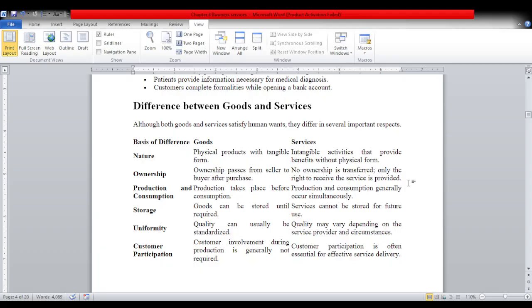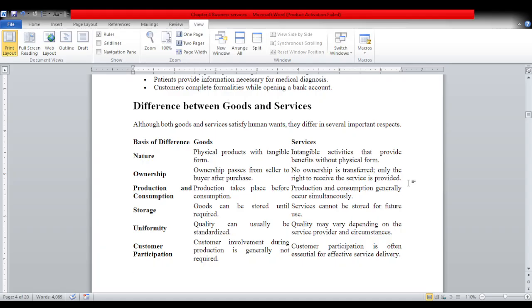Whatever is feasible in terms of goods is not feasible in terms of services, right? For example, you cannot own the services. Your production and consumption of service is important. You cannot store the service. Uniformity, meaning consistency, is not possible. Customer participation is very much required.